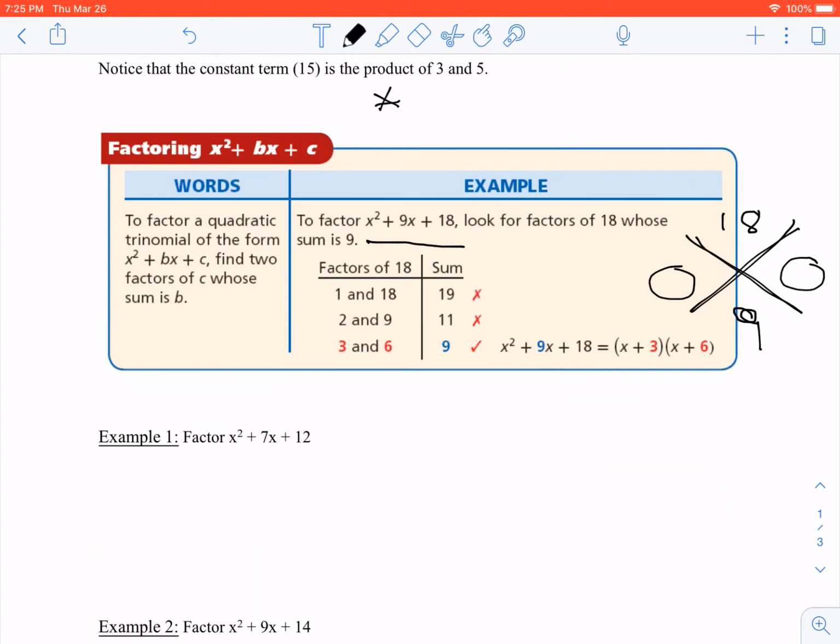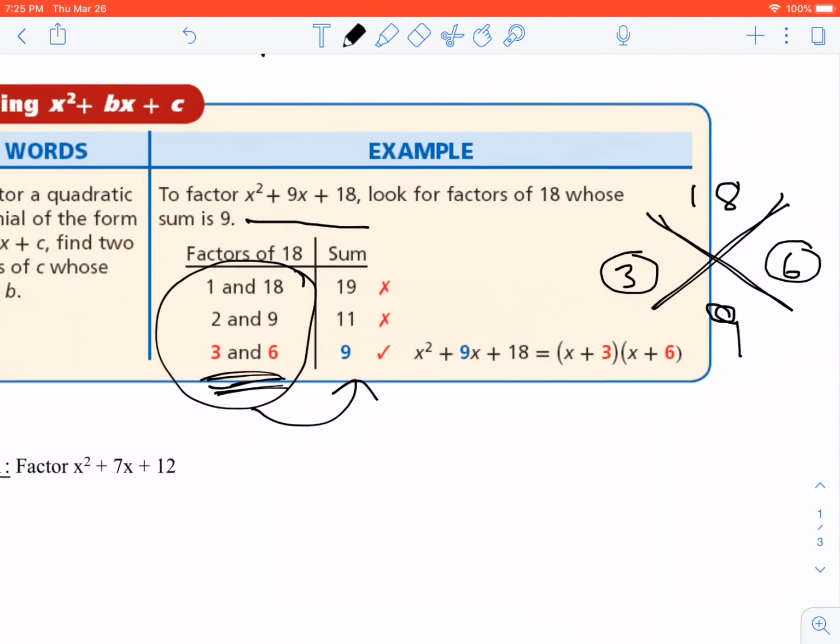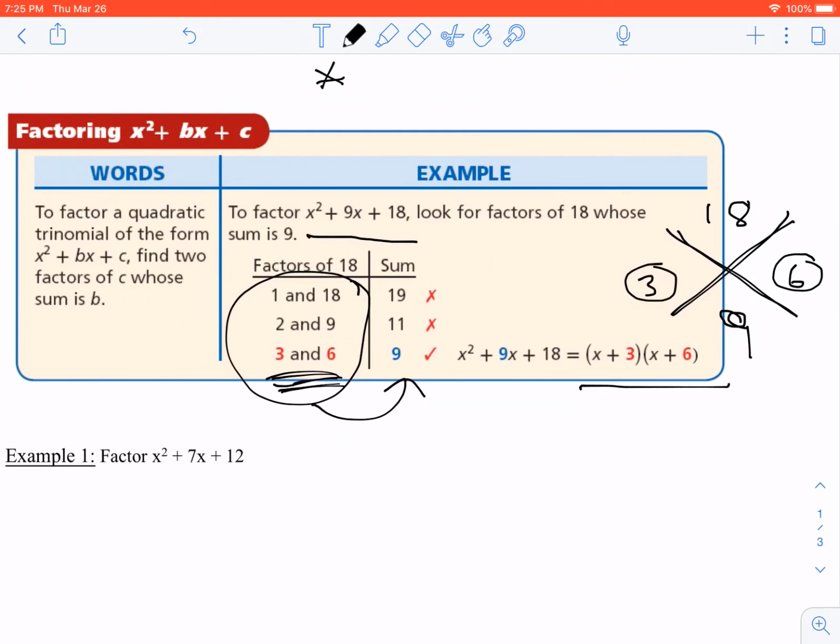So I have to ask myself, what two numbers when multiplied equal 18 that when added equal 9? Over here, I'm listing my factors of 18. Those are all sets of numbers that when multiplied equal 18. But there's only one set of numbers that when you add them equal 9. So I know that the 3 goes here and the 6 goes there. And that's where we get x plus 3 and x plus 6. Okay?